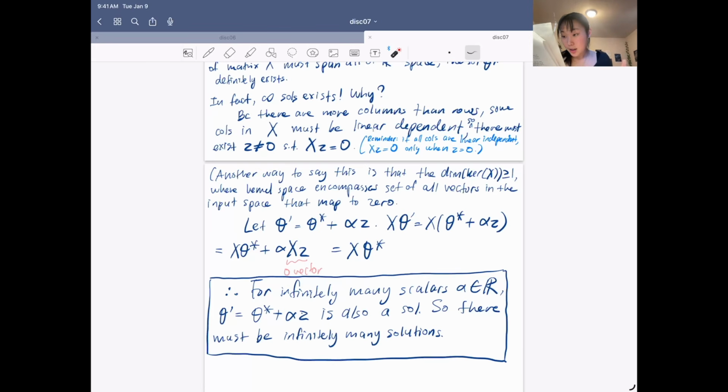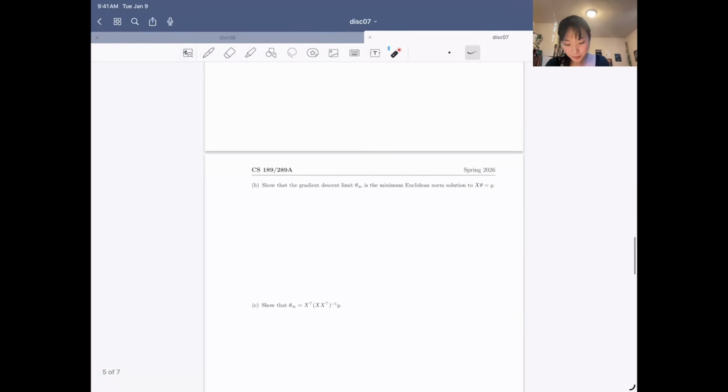And in terms of how this is significant, think about gradient descent. Gradient descent is trying to find some minimizer, some optimal theta, some parameters theta that will minimize our loss. But we just said that in this very specific case, when there are more columns, more d than n data points, there are infinitely many solutions. So what is gradient descent doing? Which solution is it actually getting? That's the interesting part of this question. So let's move on to B.